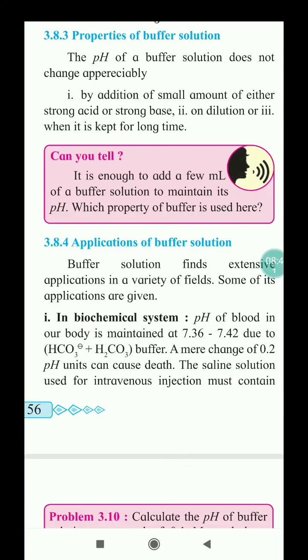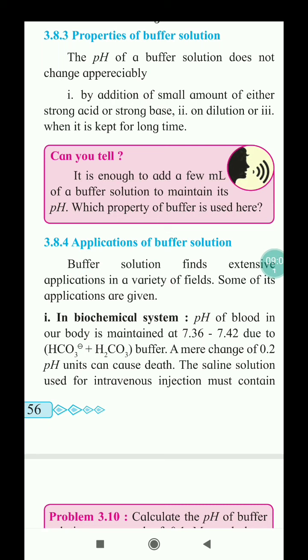Then the most important point, that is the application of buffer solution. This is important for NEET, JEE as well as state board. So, application of buffer solution. Buffer solution has a lot of applications. Some of these are as follows.